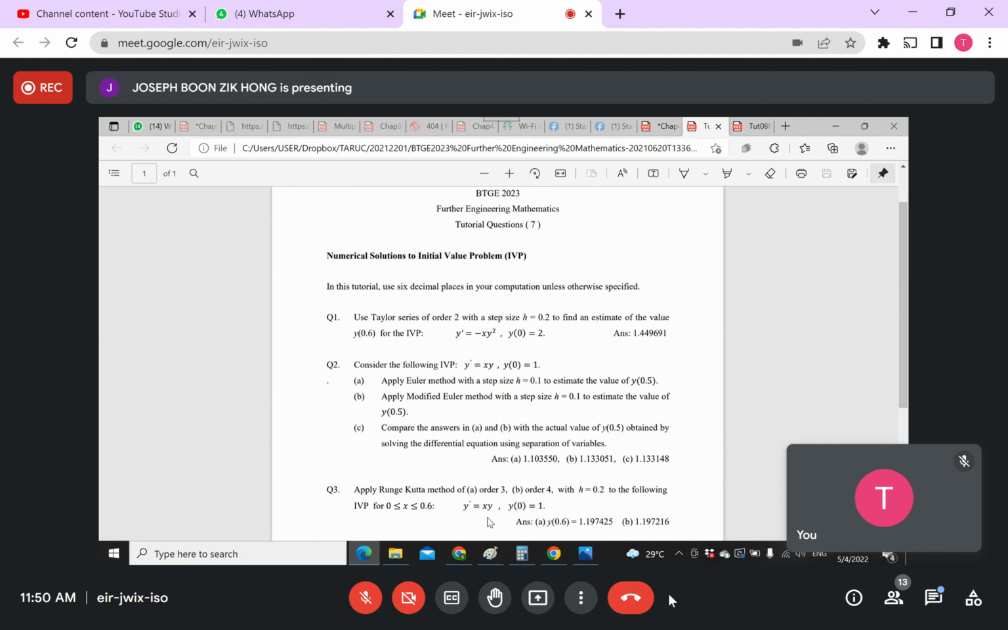This one please take note. This is only up to order 2. Order 2, that means you need to find the y prime prime. So that means you have to differentiate one more time on it in order to get the next step.